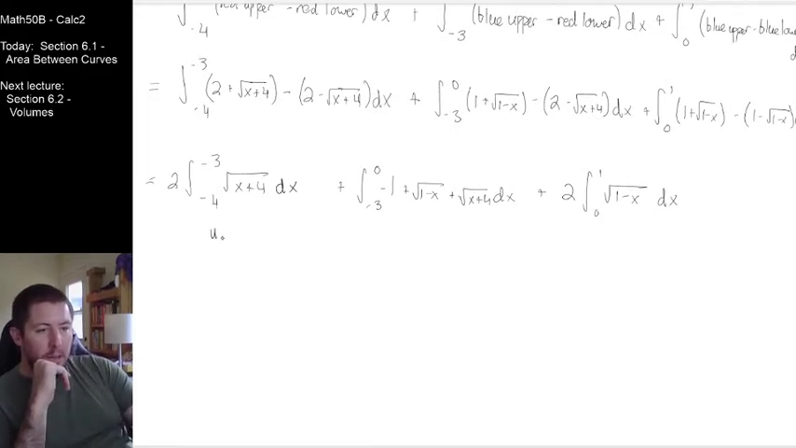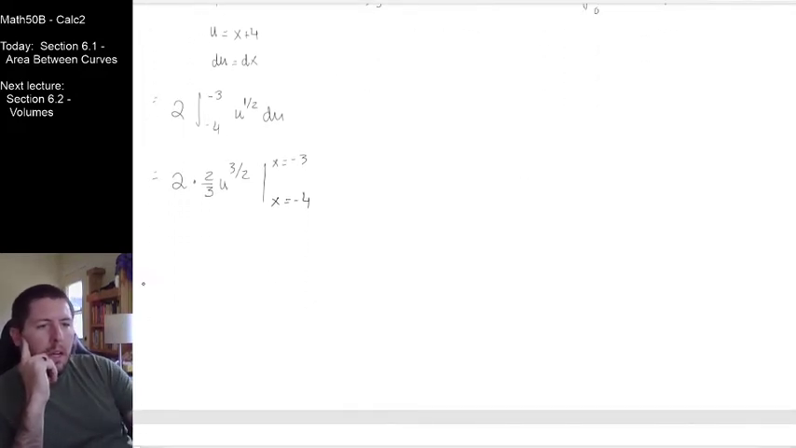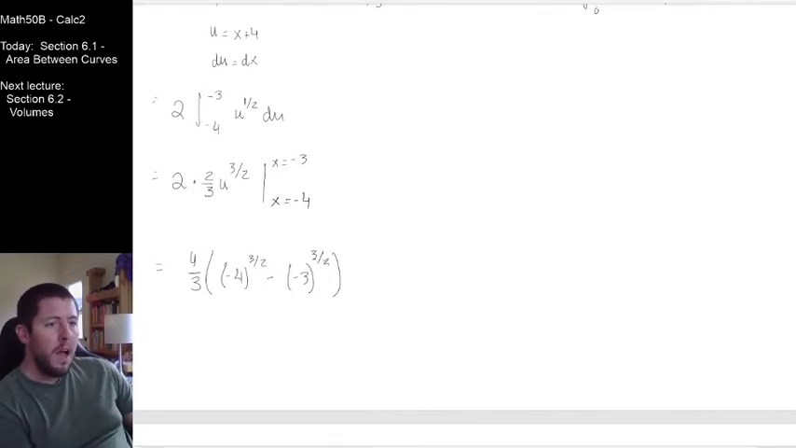So I'm thinking I could do a quick little u-sub here, u equals x plus 4, and then du equals dx. And so that's going to allow me to write this as 2 integral -4 to -3, and those are x values right there, of u to the 1/2 du. So I'm going to end up with, I add 1 to the power to get the 3/2, so I'm going to want to do the 2/3. And this will be evaluated from x equals -3 to x equals -4. And it looks like that's leaving me with 4/3 times, I'm going to plug in -4 into this guy right here, minus -3 to 3/2 right here.